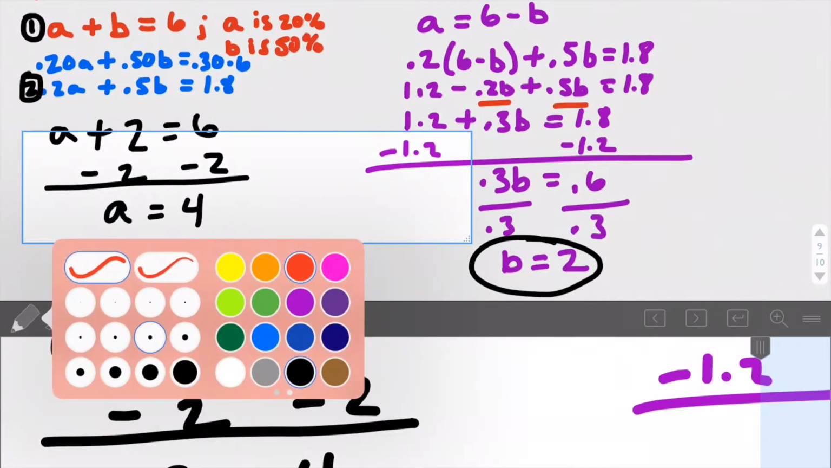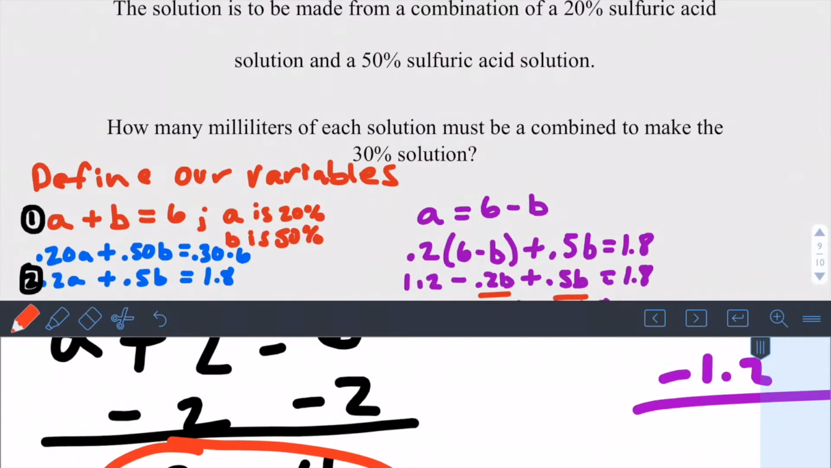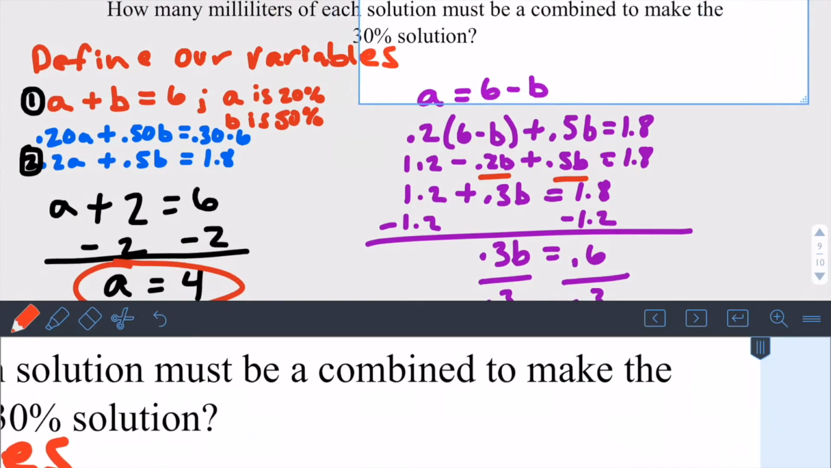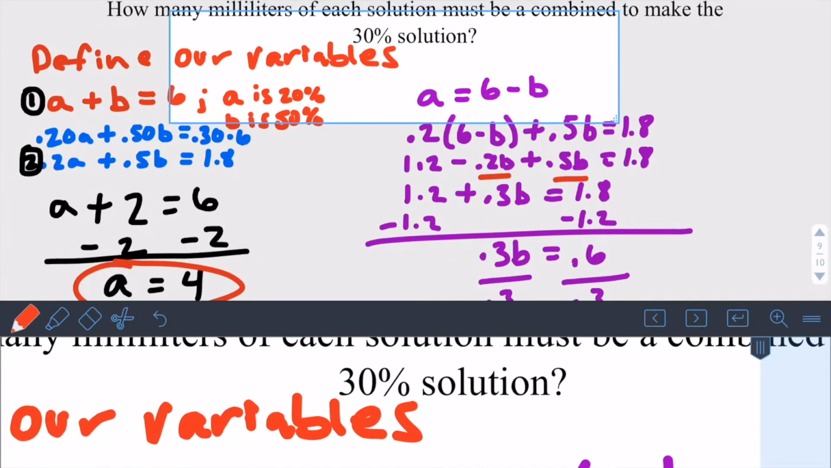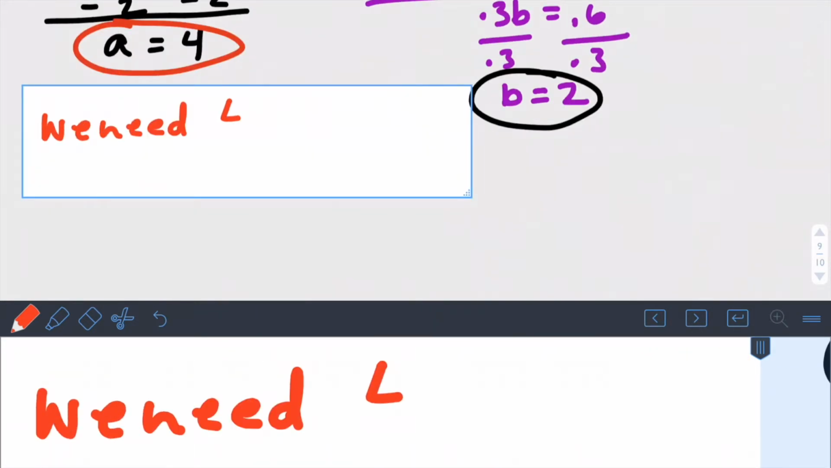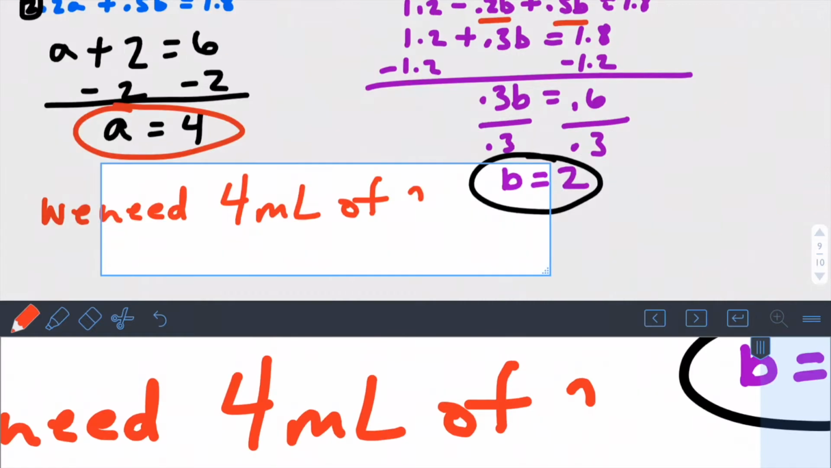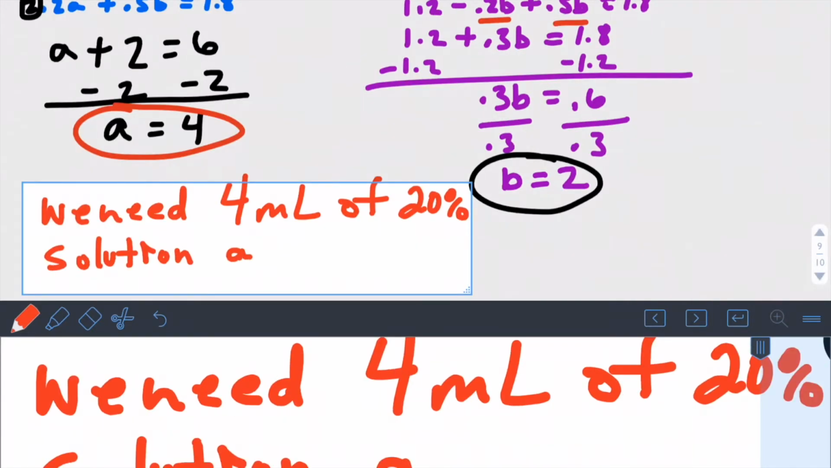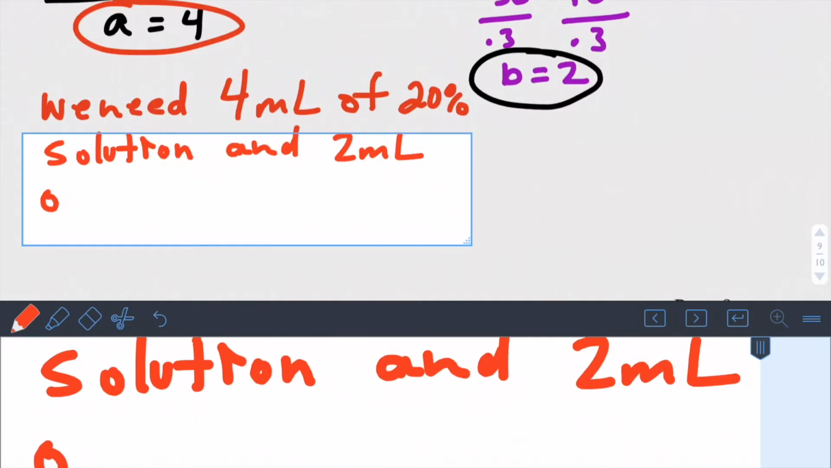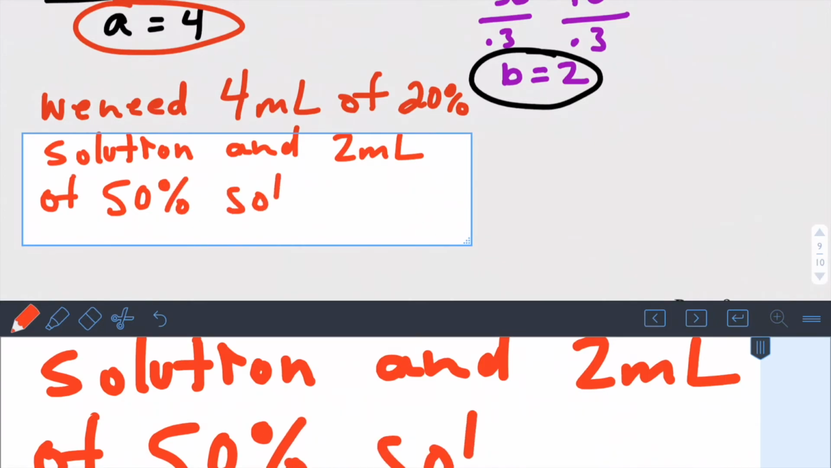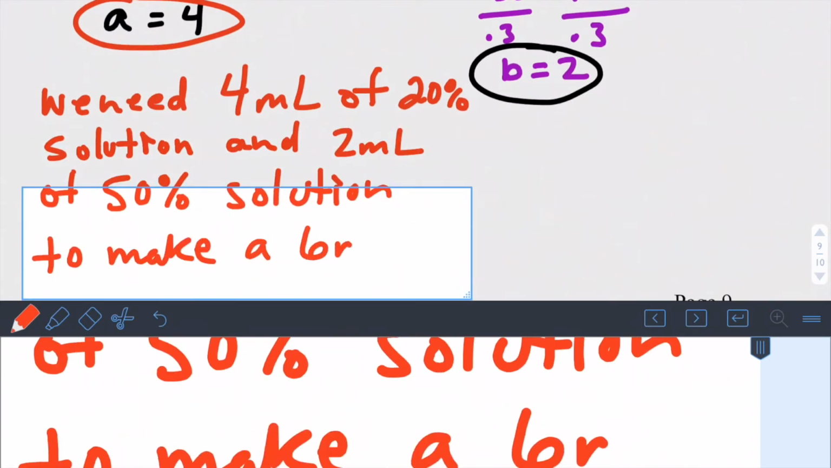But now we have to answer the question. And the question is, how many milliliters of each solution must be combined to make the 30% solution? So we need 4 milliliters of 20% solution and 2 milliliters of 50% solution to make a 6 milliliter solution of 30%.